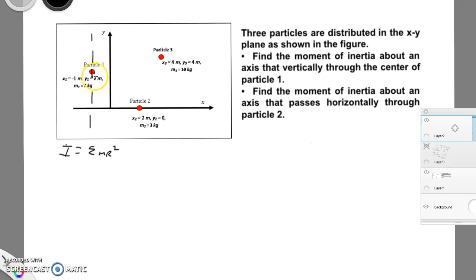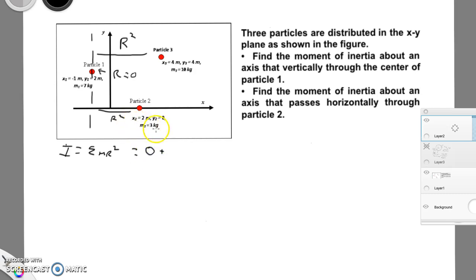Okay? Well, that means for each particle, we're going to multiply their mass times their radius squared, and add them together. Now, for particle 1, the radius is 0. And so particle 1 has no moment of inertia. Okay, so let's add these all up. So for 1, we have 0.